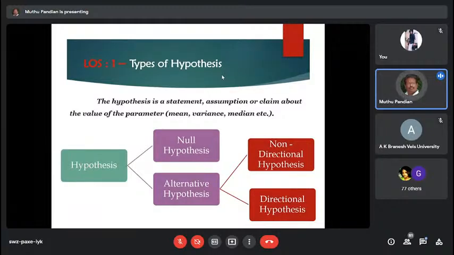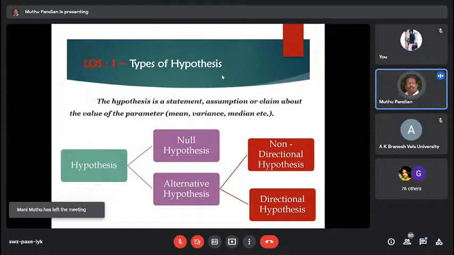When we come to the alternative hypothesis, it possesses inequality symbols. The alternative hypothesis statement should possess inequality symbols. There are 3 inequality symbols. What are the 3 inequality symbols? First one is the not equal to symbol, second one is the greater than symbol, third one is the less than symbol. So these 3 symbols are called inequality symbols. Any one of the symbols will be used in the alternative hypothesis.